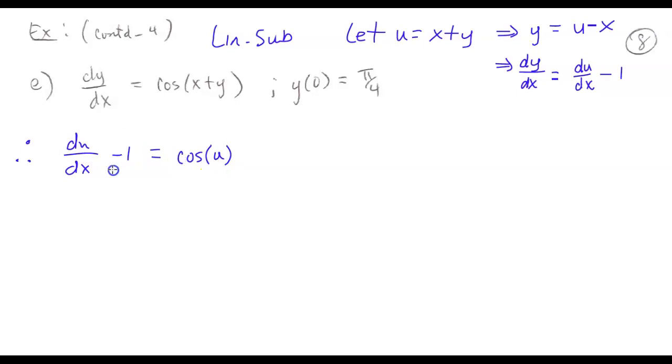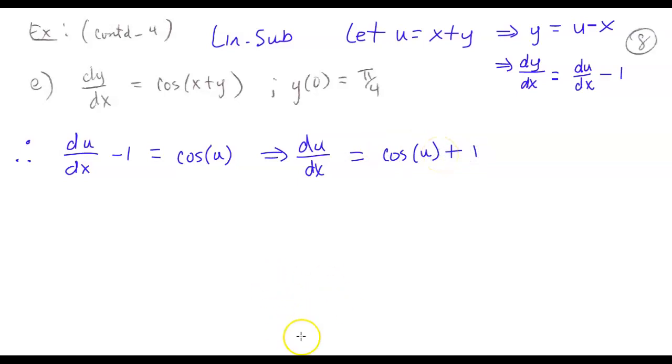And so now at this point, we know that we have a separable equation. It may not necessarily be in the best form for it to be separable, but it is separable nonetheless. So we just need to rearrange everything to where everything in terms of u is on one side, everything in terms of x is on the other. So we'll start off here by adding 1 to both sides, so that we have du over dx is equal to cosine of u plus 1.